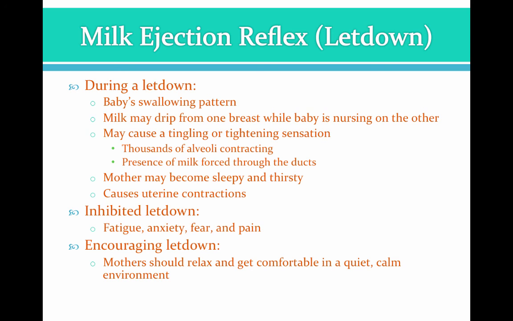So some things can interfere with letdown, and this is the same as in other mammals as well. But fatigue, anxiety, fear, and pain might inhibit the secretion of oxytocin and might release adrenaline, which negates the effect of oxytocin on the myoepithelial cells. So when the mom is feeling anxiety or fear, then she can have a hard time having milk let down.